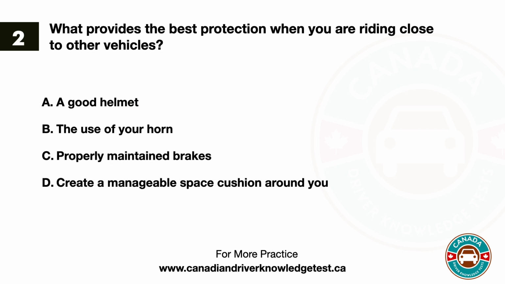Question 2. What provides the best protection when you are riding close to other vehicles? A. A good helmet. B. The use of your horn. C. Properly maintained brakes. D. Create a manageable space cushion around you. The answer is D. Create a manageable space cushion around you.